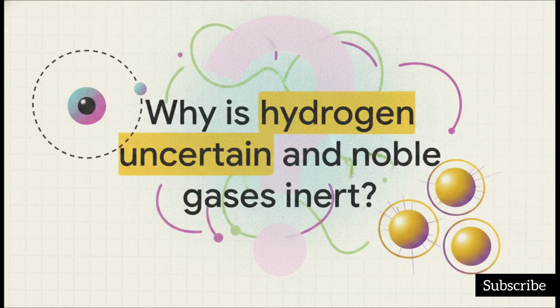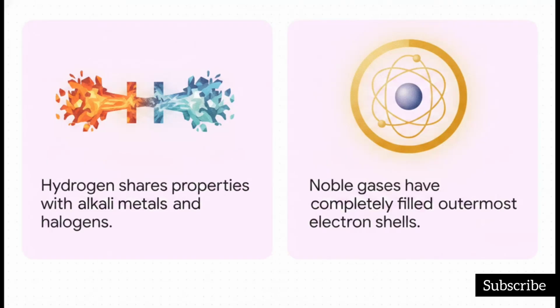Stepping it up to the 2-mark questions. Exams love testing if you know why the exceptions exist. So why couldn't Mendeleev place hydrogen, and why exactly are noble gases so lazy and chemically inert? It all comes down to electron configurations, right? Hydrogen is basically a split personality. It acts like a reactive alkali metal, but also like a halogen. Mendeleev just couldn't pin it down. And noble gases? They are inert because their outermost shells are completely full. They're totally satisfied. They don't want to gain, lose, or share electrons with anyone, so they just don't react.